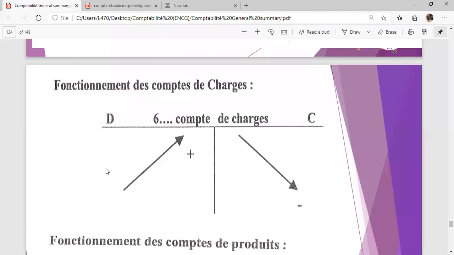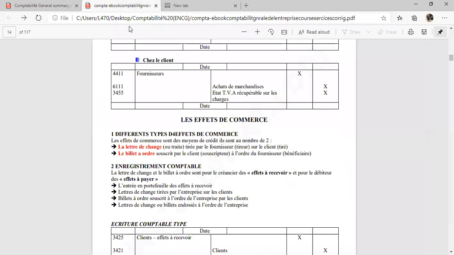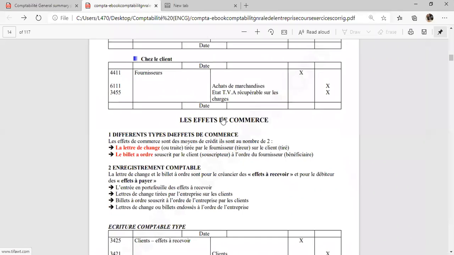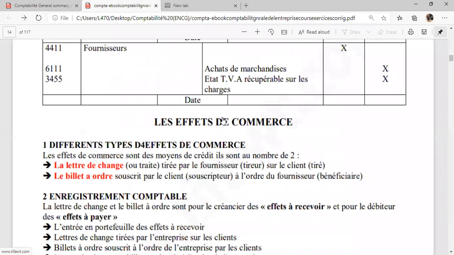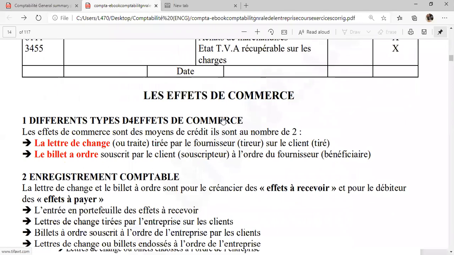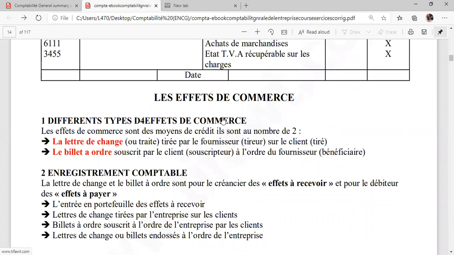So, moving on to our last and final topic of this Comptabilité segment. It's a topic called les effets de commerce. With me on the screen, I barely have adequate information, but there's a book I am with, at least what my professor told me. I'll try to read it out, just for better understanding.